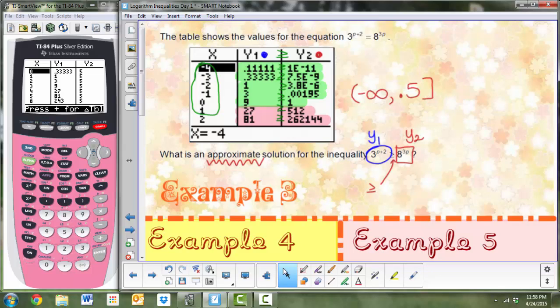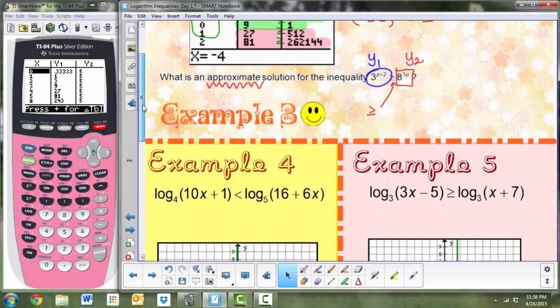Again, approximation, very easy. Please don't make those harder than they are. Again, put a little smiley face next to these. We love these problems because I'm doing the work for you. You just have to make sure that you understand the work.